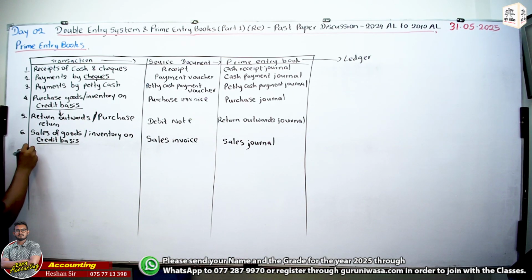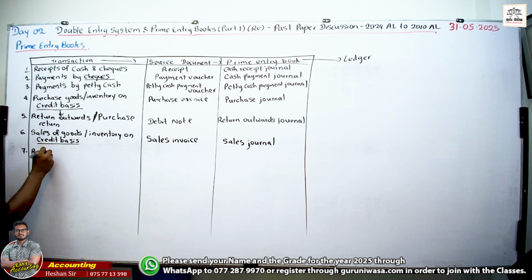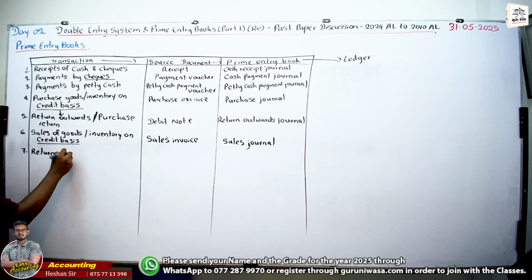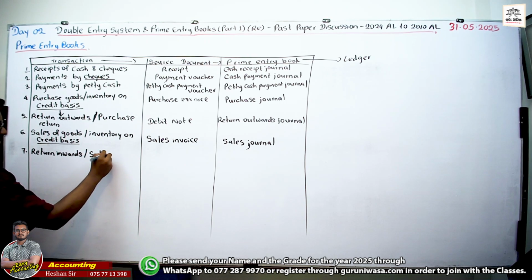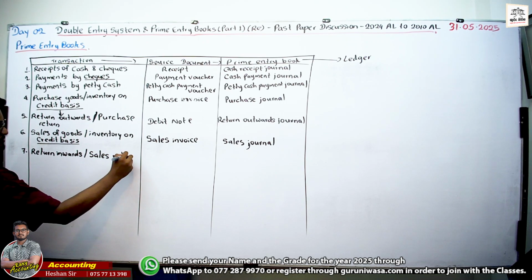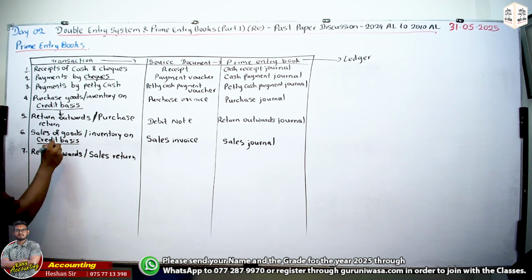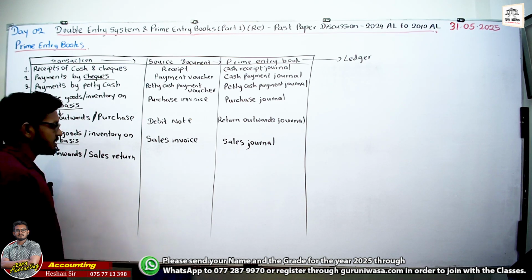Number 7, return inwards means sales return. Credit basis purchase can be returned by the customer.